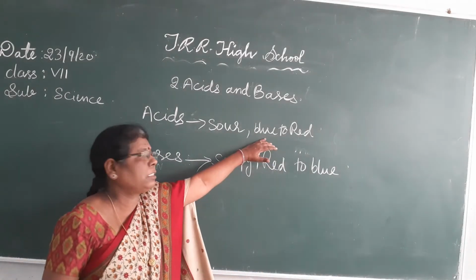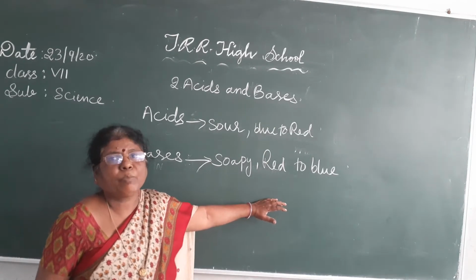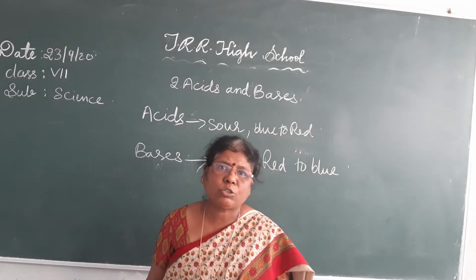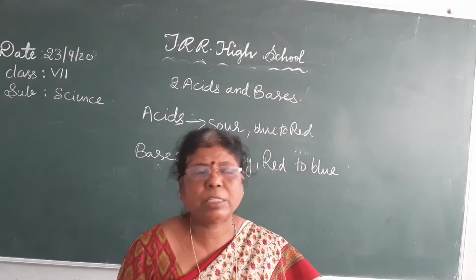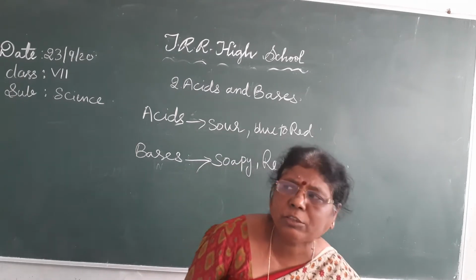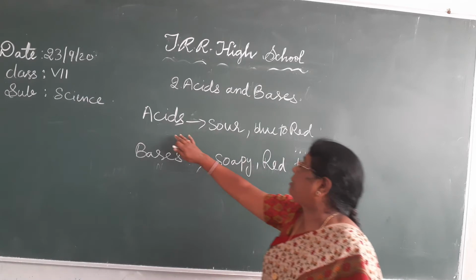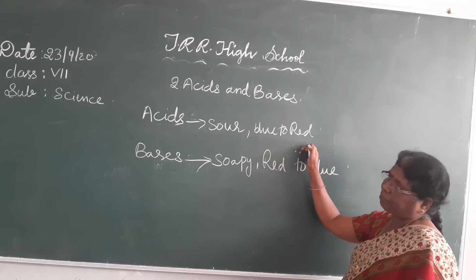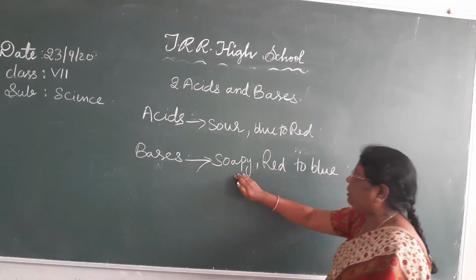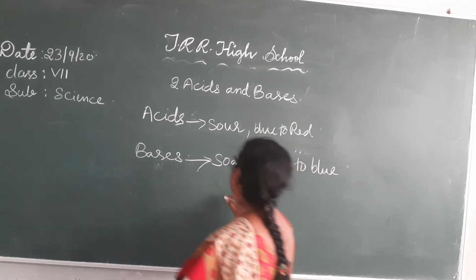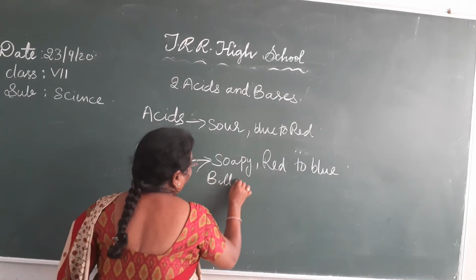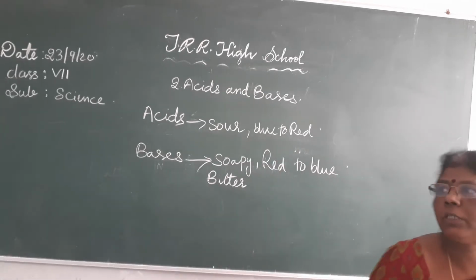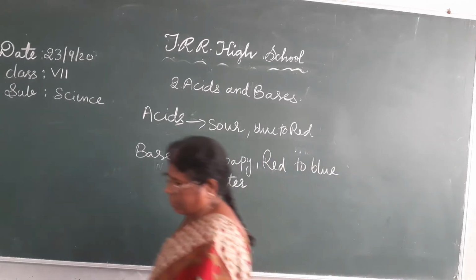If you know this, you can find out. I am giving here some examples. I am showing you the test of these acids and bases. The rest of this you have to do at home. Easily available food items or other materials you can use. What are acids? They are sour in taste and change blue litmus to red. Bases are soapy to touch, bitter in taste also, and change red litmus to blue color, isn't it?